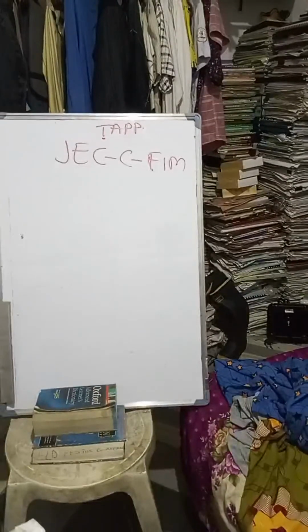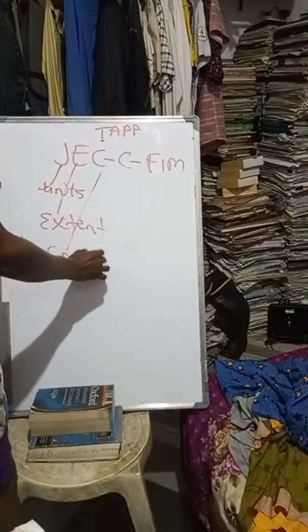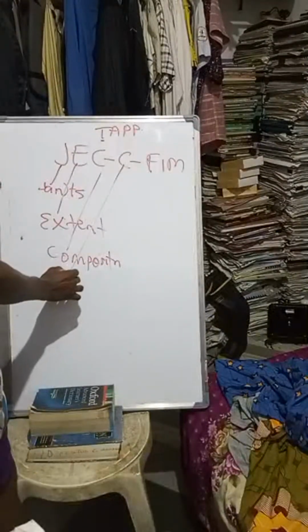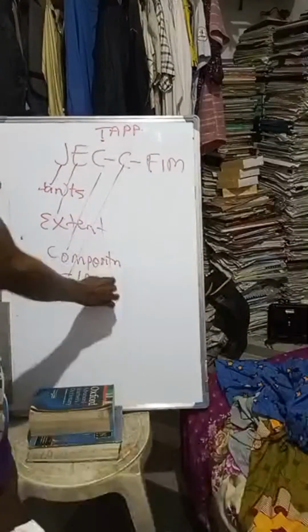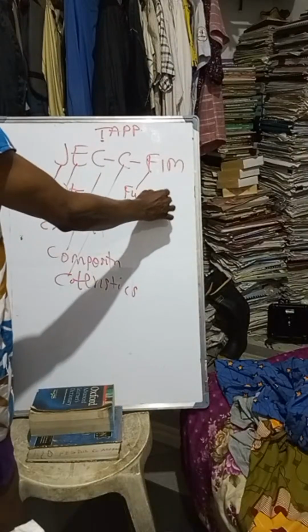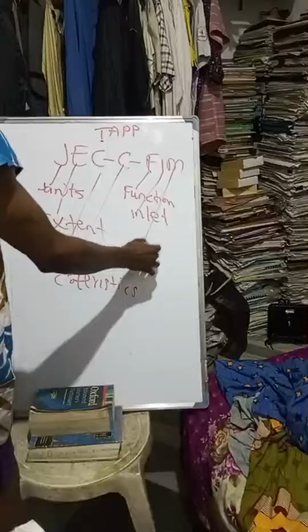In Jack, see film, we said J is for what? J is for joint. E is for extent. C is for composition. This other C is for characteristics. This one is for function. This one is for inlet. This one is for meaning.